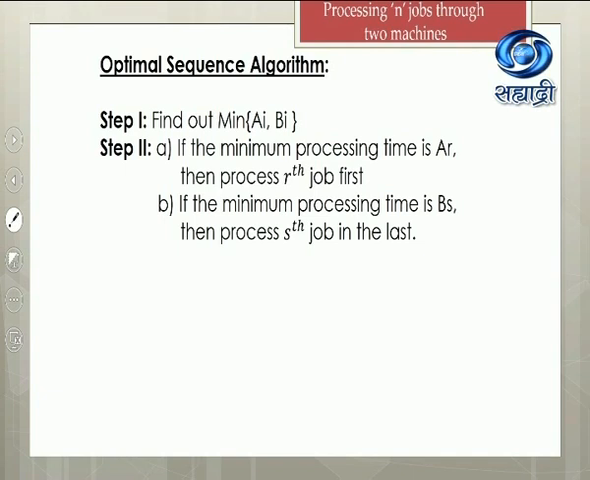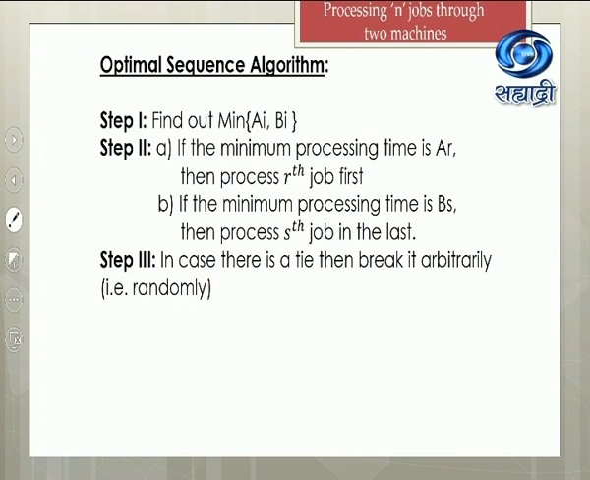By this you just understand that if there are 2 machines, first machine A and then machine B, and the minimum is on machine A, then you will start writing from the left hand side. But if it is minimum on machine B, that is the second machine, then you will start writing from the right hand side, from the last. So just remember that. Step 3: in case there is a tie, break it arbitrarily. That is, you just break the tie randomly. You will understand all these things while we are doing the problem.